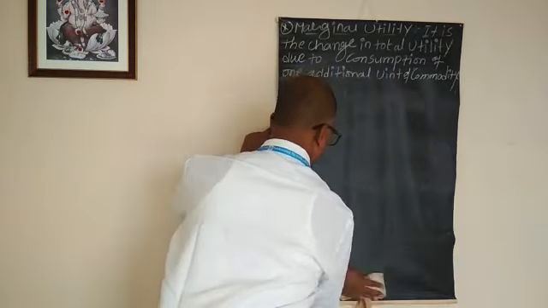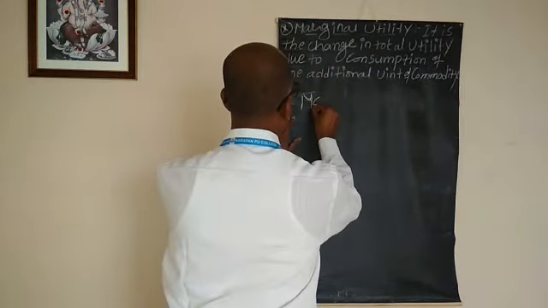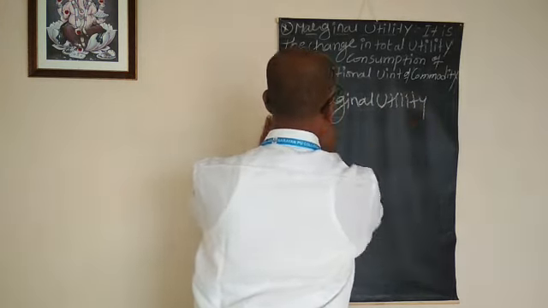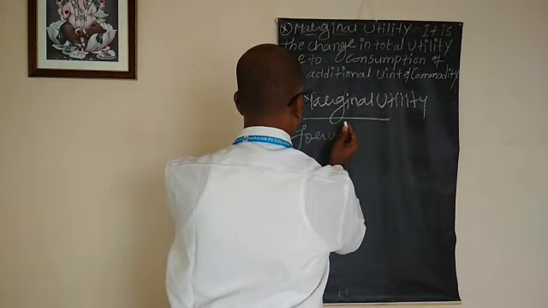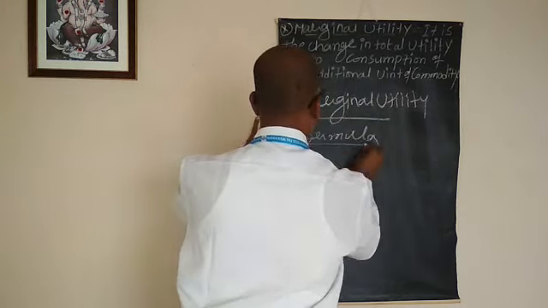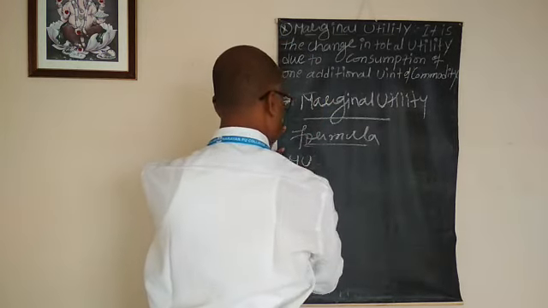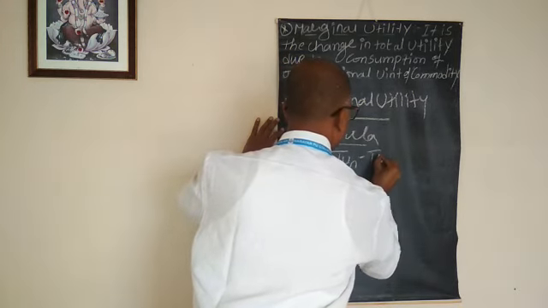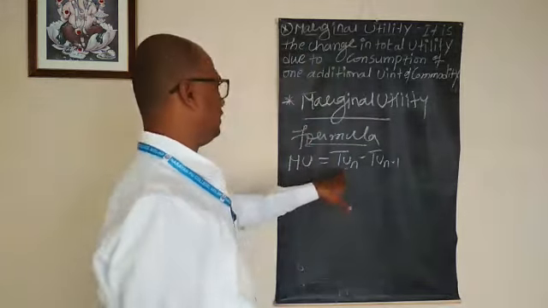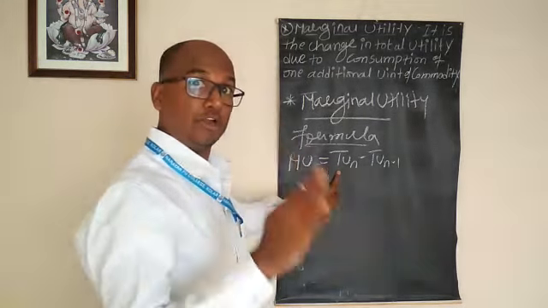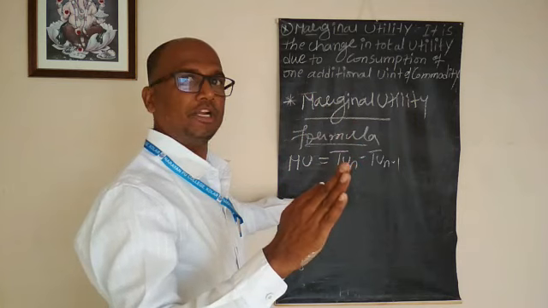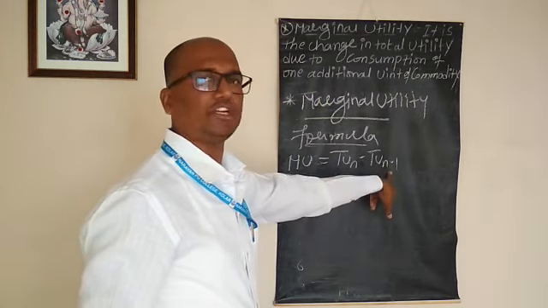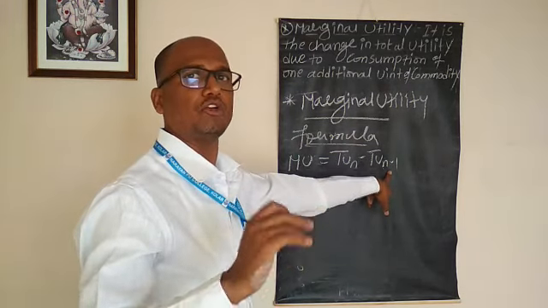Marginal utility. Formula. MU, meaning marginal utility, is equal to TUN minus TUN minus 1. This means the total utility from all the units of the commodity consumed, subtracted by the utility before the additional unit, gives the utility obtained from the additional unit of the commodity.